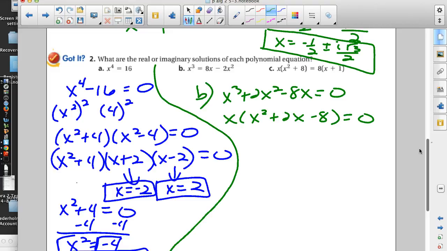Perfect square trinomial? No. All right, so we'd rather not have to complete the square. Let's give it a try. Do we know two numbers that multiply to negative 8 and add to 2? What are they? 4 and negative 2. So this one we could get just by factoring. What are the 3 zeros? 0, and 4 and negative 2. That they are.